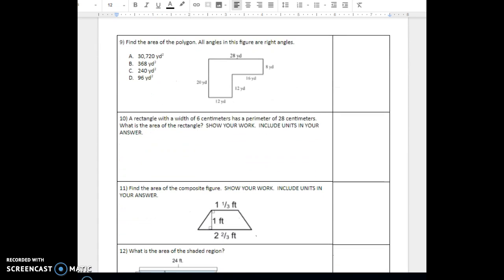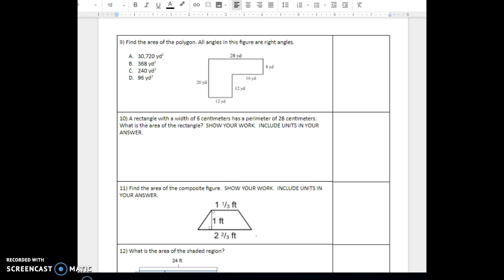Question 9. Find the area of the polygon. All angles in this figure are right angles. A. 3,720 square yards, B. 368 square yards, C. 240 square yards, D. 96 square yards.